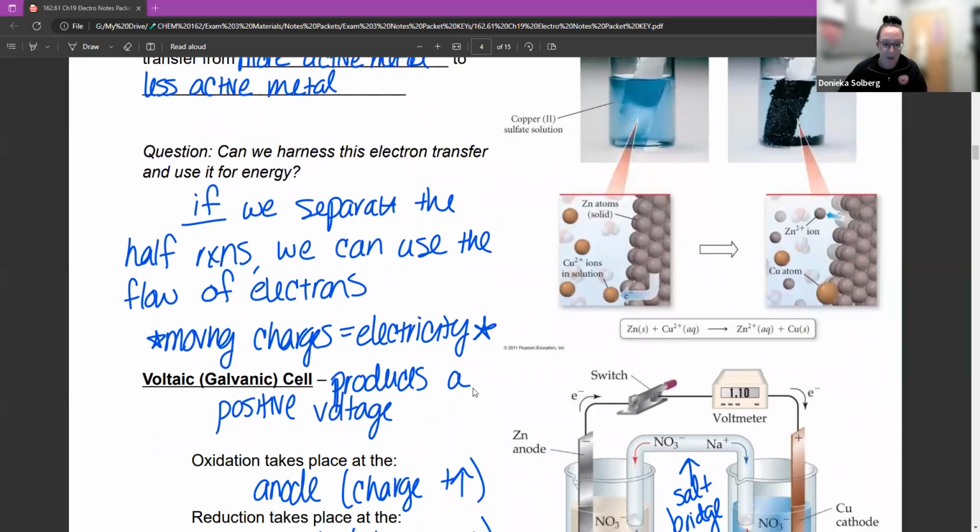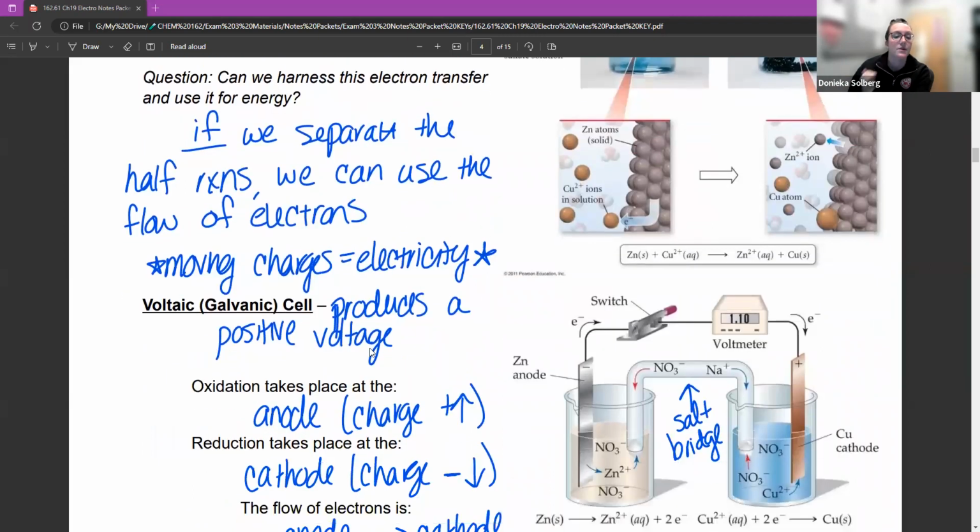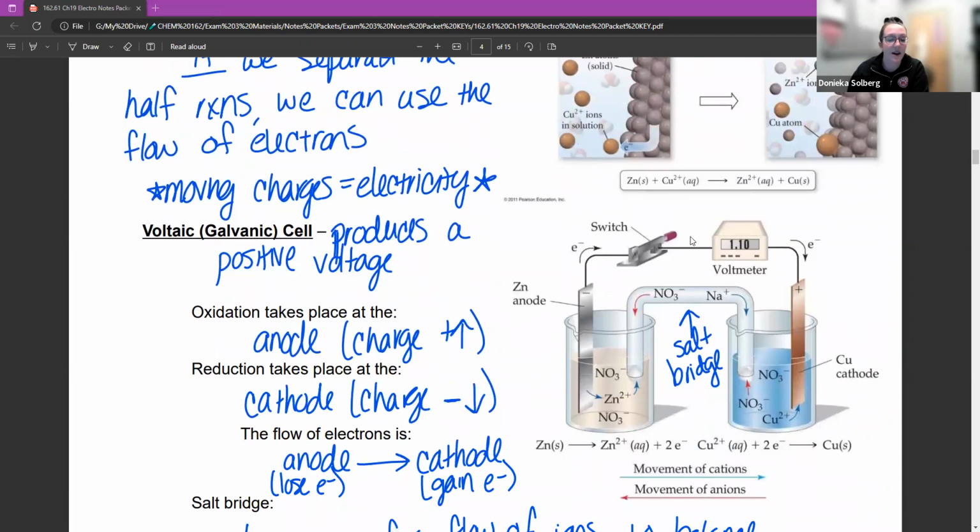So a voltaic, or like I said, galvanic cell produces a positive voltage. When we're talking about voltaic or galvanic, these are things that are spontaneous. I don't have to put in energy for them to happen. They react by themselves and we get energy out of them. Okay, so this is our cell. This is a voltaic or a galvanic cell where we have separated the two half reactions.